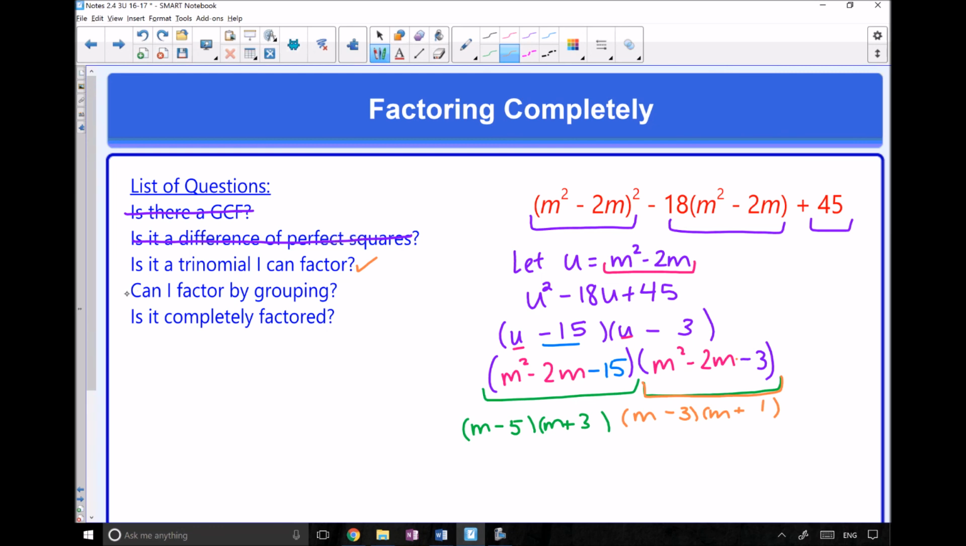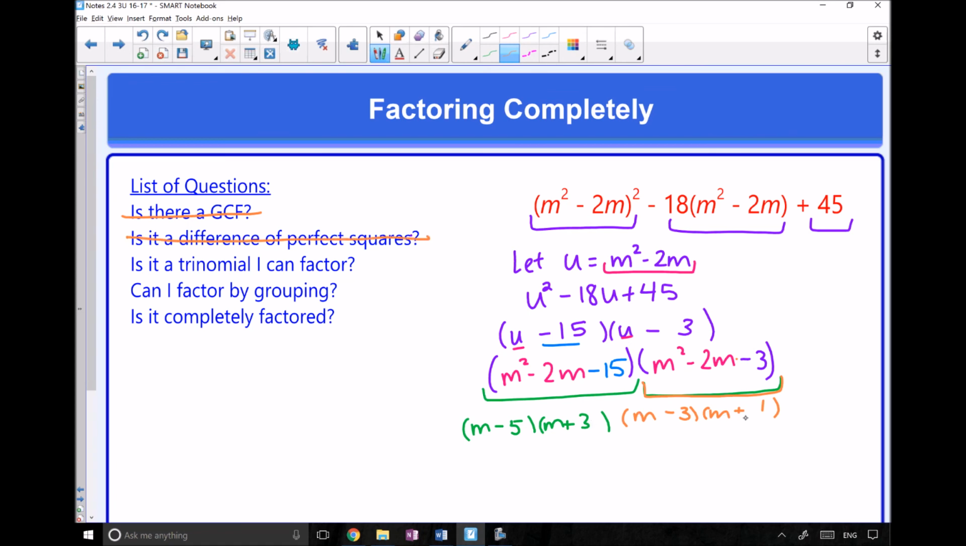Can I factor by grouping? Looking at each of my 4 factors that I now have, I can't factor by grouping. And then is it completely factored? I go through my list again. So looking at my 4 different pieces right here, is there a GCF for any of these factors? Nope, so I'm done with that. Are any of these factors a difference of perfect squares? Nope, so I'm done with that.